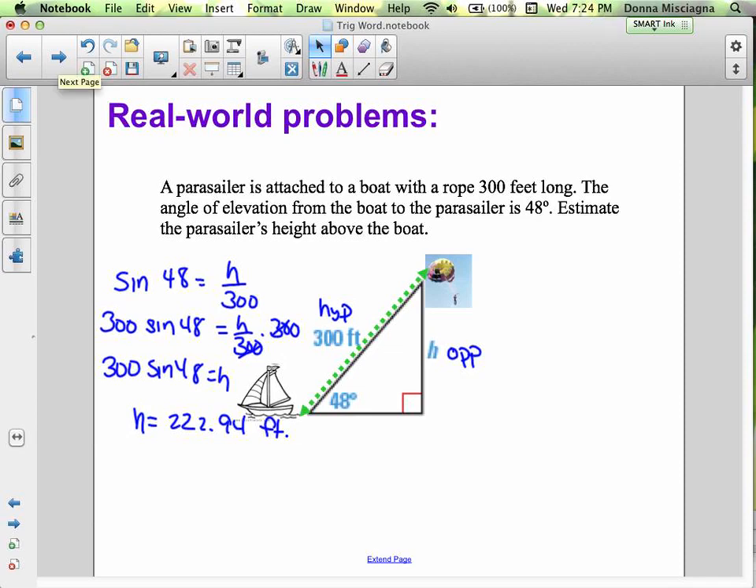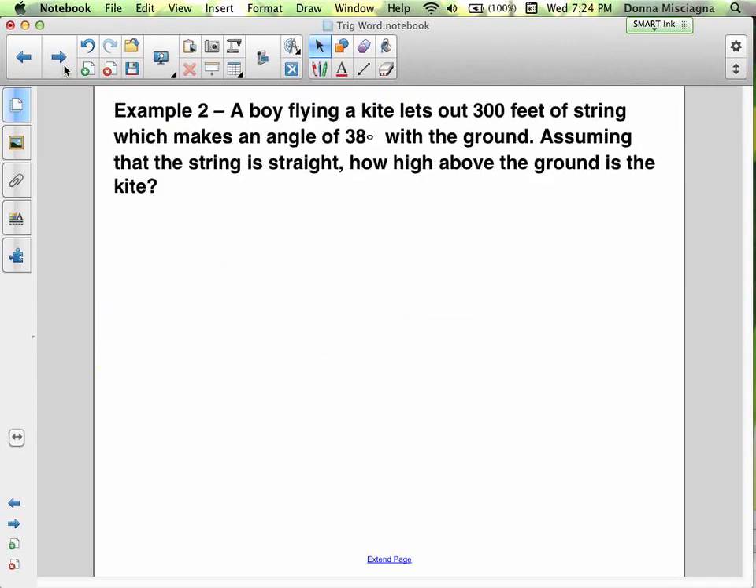Let's do another problem. Okay. So far, not a lot different than solving with triangles until we get to this one. There's no triangle. We have to figure this out. Well, we know it's going to be a right triangle. So a boy flying a kite. Here's our boy.